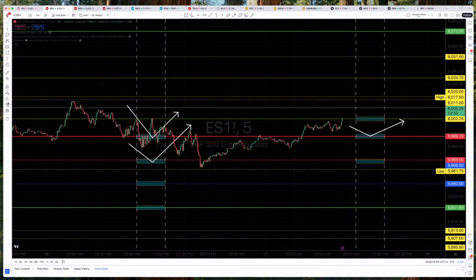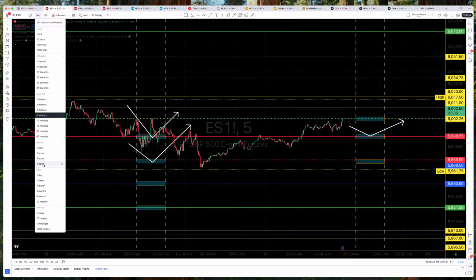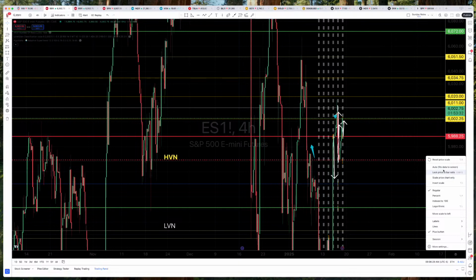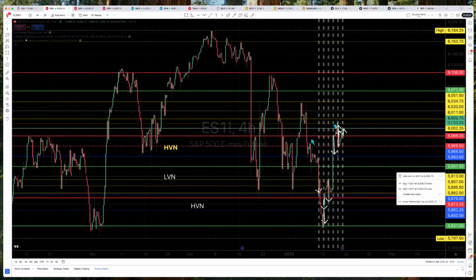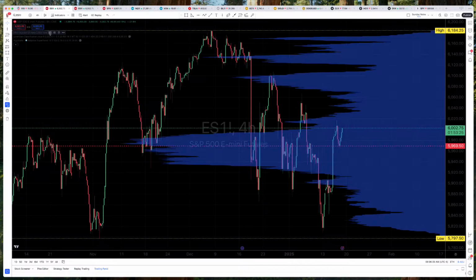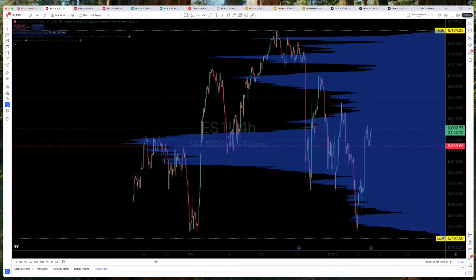If we look at a big picture of this, we can see that very clearly. Let's go to a 4-hour chart. Need to auto-fit, and then show the volume profile. There we go. So here's the node. Let's see. No, we're not showing the whole node. Sorry.